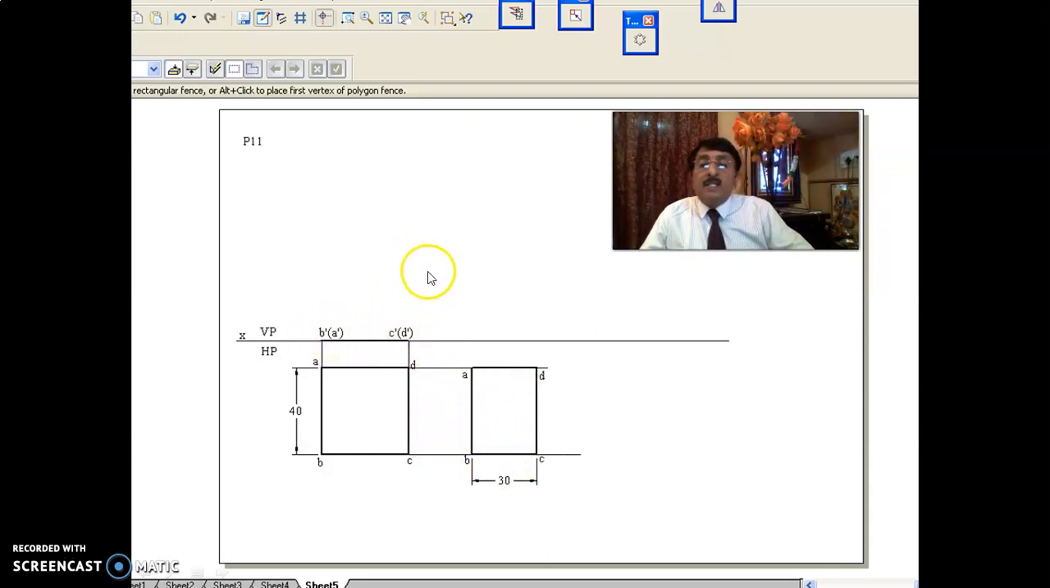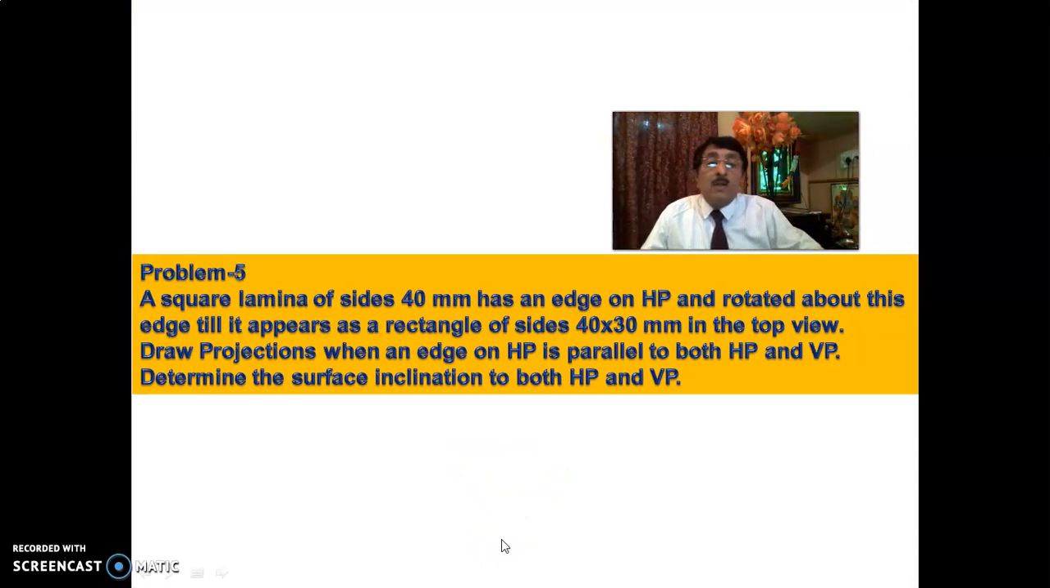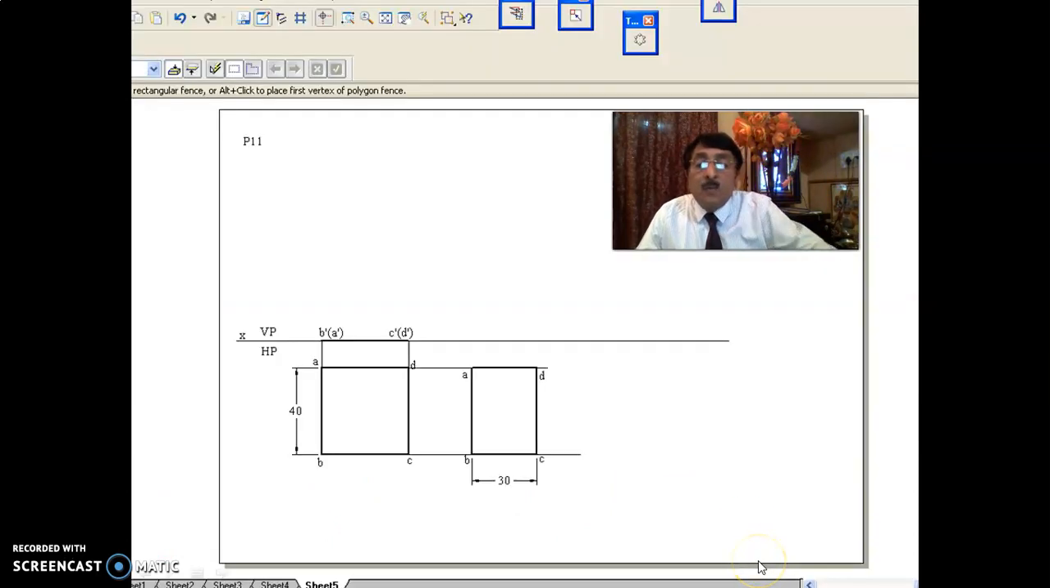This should be tilted in such a way that for an observer looking from the top direction, the top view should be a 40 by 30 rectangle. This is what they are given. They rotate it about this side till it appears as a rectangle 40 by 30 mm in the top view. In that way, I'll directly do the 40 by 30.